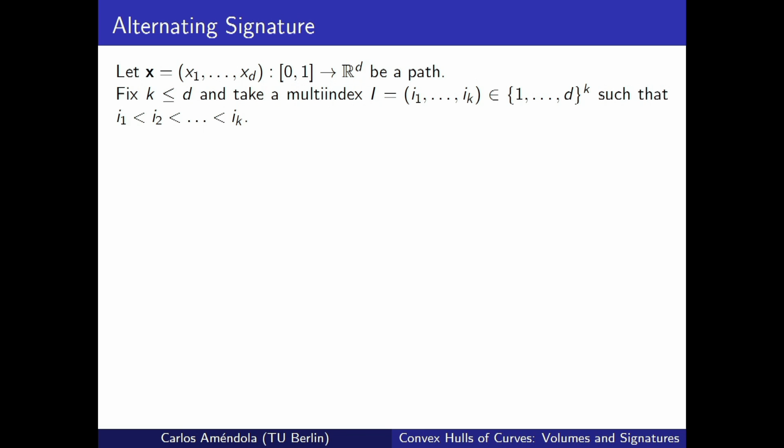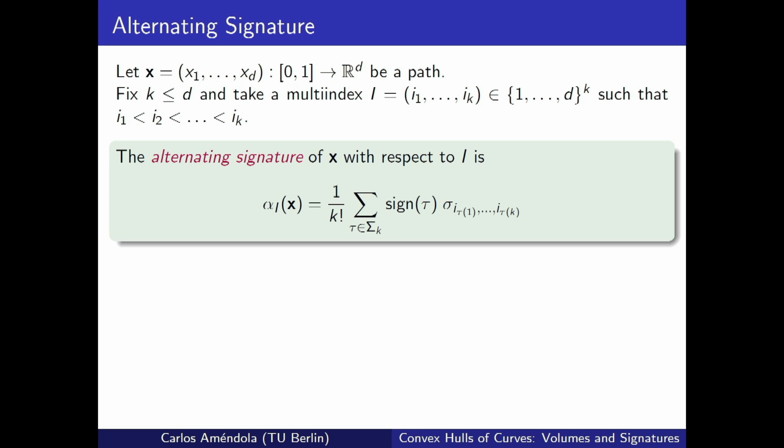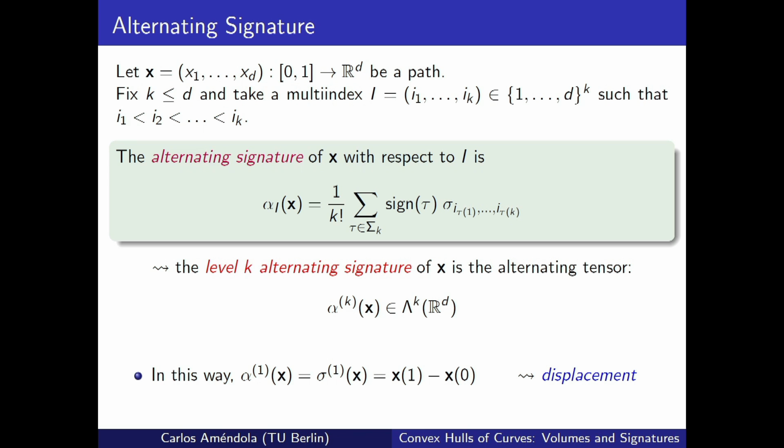So now what I'm going to introduce is the alternating signature, which is the same idea, but now you're going to take the signatures and you're going to take a sum of them by permuting the indices, and then you permute them according to their sign. And then you just normalize by k factorial, and you do this over all the possible permutations. Okay, so then you just do this alternating sum of the signatures, and we call this alpha, and this would be the level k alternating signature. So this is alpha k, and this will be an alternating tensor.